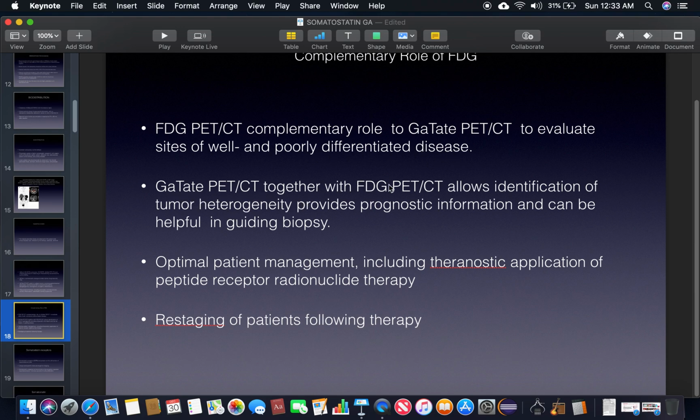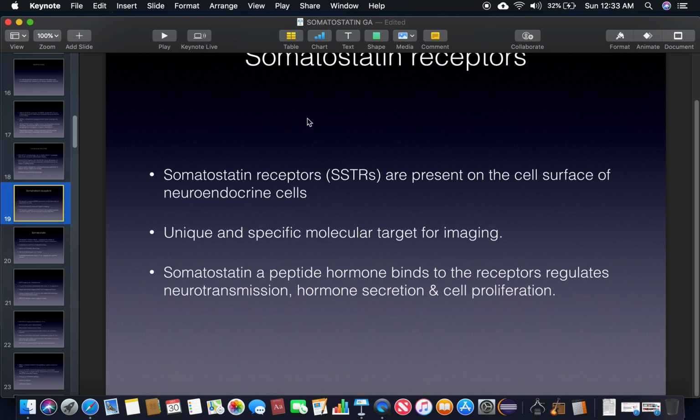Now, this agent, along with FDG PET, allows identification of many tumors because the tumors are not of one type. There is heterogeneity, and then in combination, these two imaging modalities provide prognostic information and can be helpful in guiding therapy. So optimal patient management includes theranostic application of the peptide receptor radionuclide therapy, and it is very useful in restaging of patients following therapy. I will be repeating some of this information.